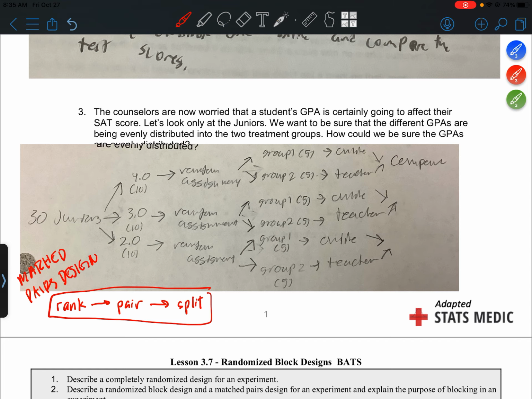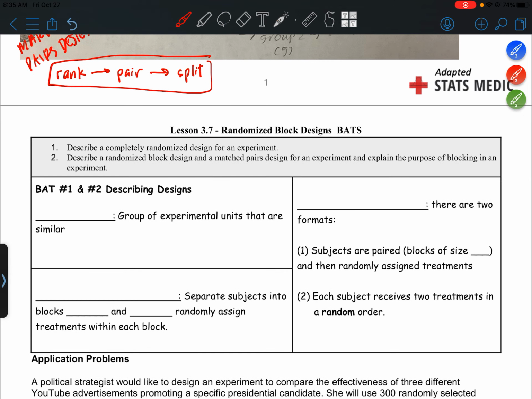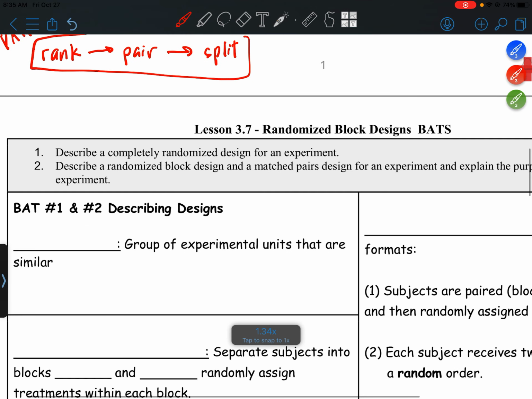All right, so on to the back side. I'll fill in the important ideas with you. If you hadn't had a chance to read the success criteria, there were 2 skills that we were trying to focus on in this activity. Number 1, describe a completely randomized design. That was question 1 from the front page. Number 2, describe a randomized block design. That was question 2 on the front side. And a matched pairs design. That was question 3 from the front side.